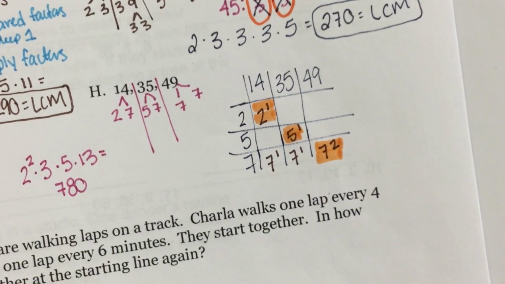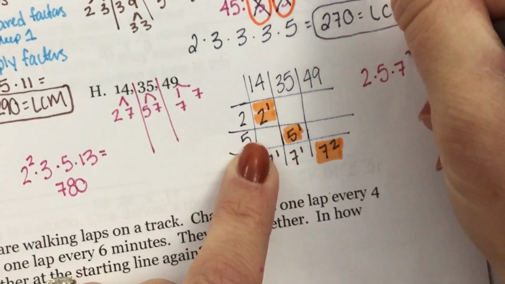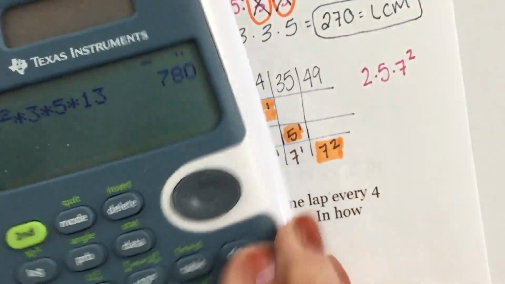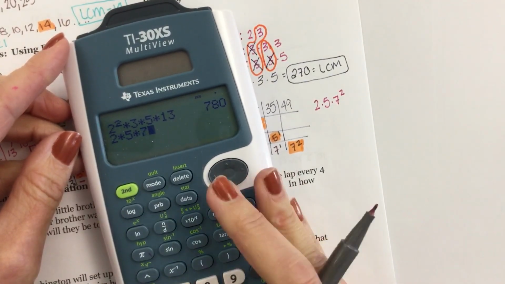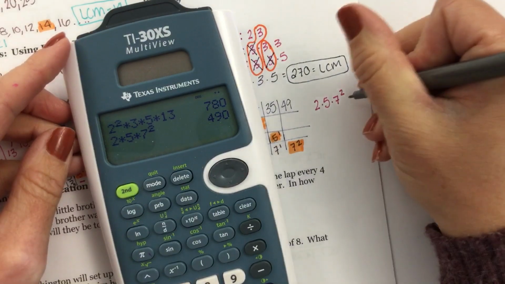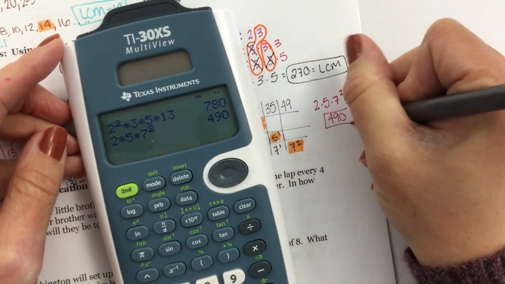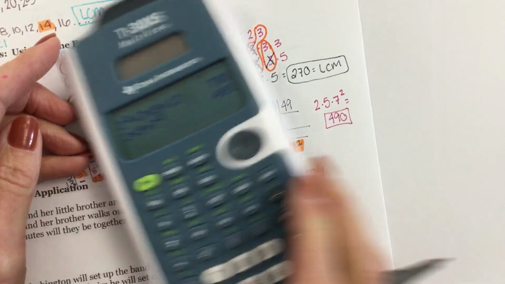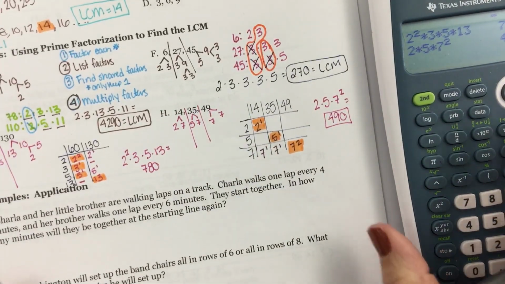So now we're going to multiply 2 times 5 times 7 to the second. When you do that multiplication on your calculator, 2 times 5 times 7 squared gives us 490. And that would be our least common multiple of those three numbers.